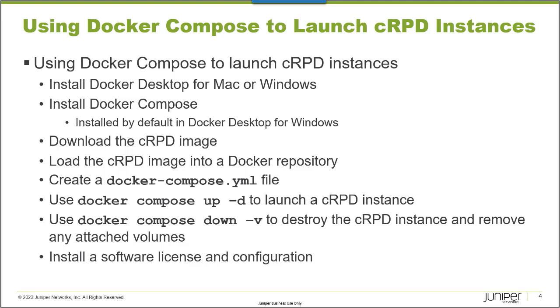Once the YAML file is created, we'll use Docker Compose up. The -d option will launch your cRPD container in detached mode, so you get your command prompt back. And then when you're done and want to destroy the cRPD instance, you run a Docker Compose down. The -v option is optional. It's not required, but it not only destroys the container image and the networks, the -v option also destroys any attached volumes. Now, once the cRPD is launched and running, just like any other Junos platform, you need to install a software license and also apply some Junos configuration.